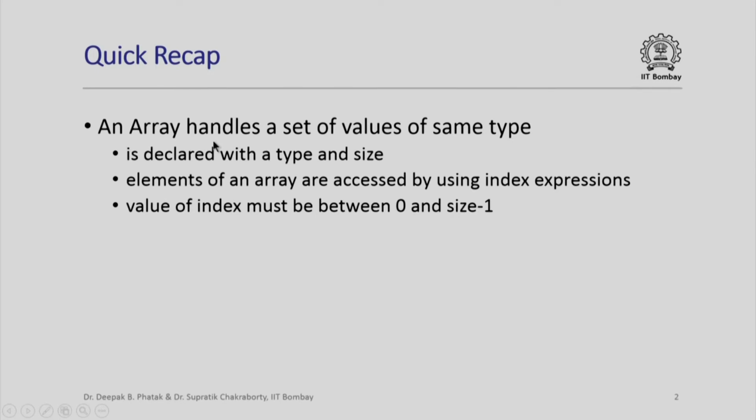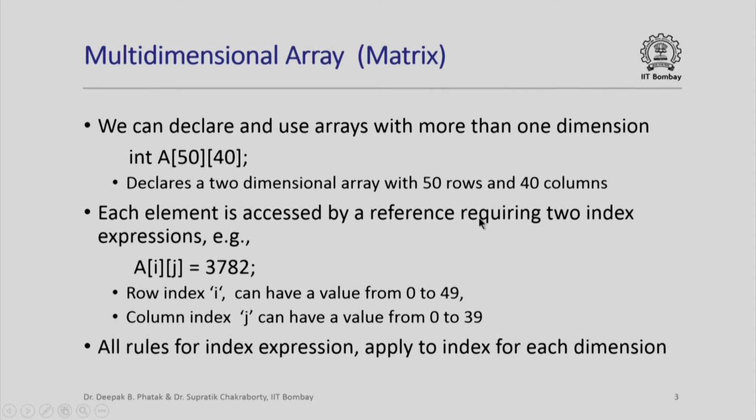We know that an array handles a set of values of the same type, declared with a type and size, and the elements of an array can be accessed by using index expressions, which must evaluate to a value between 0 and size minus 1. We now look at multidimensional arrays, also called matrices. A matrix is actually a two-dimensional array.